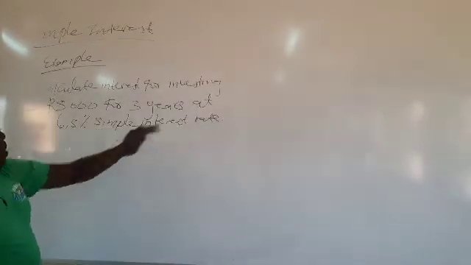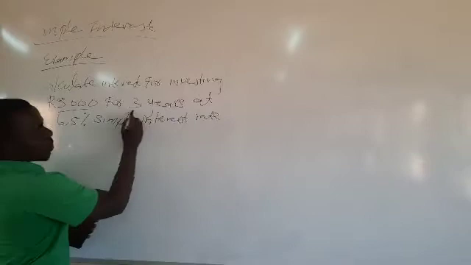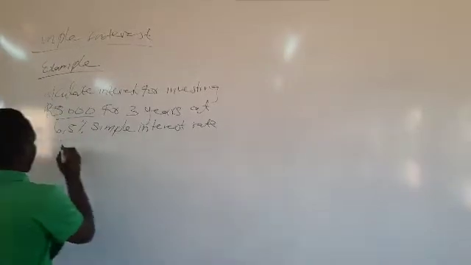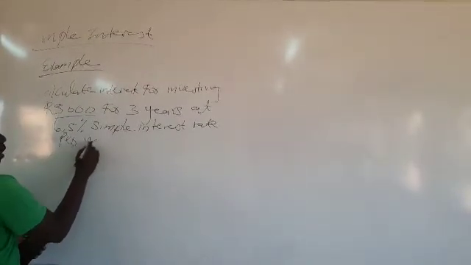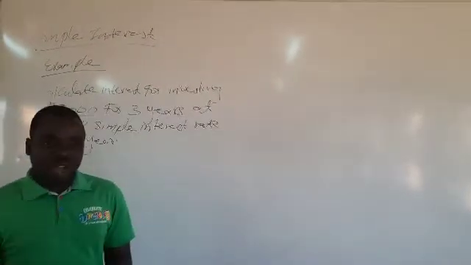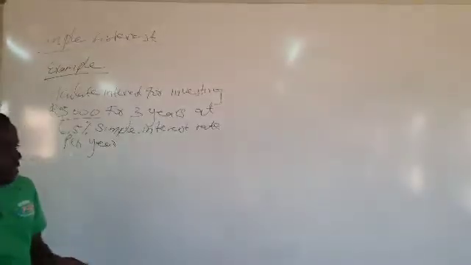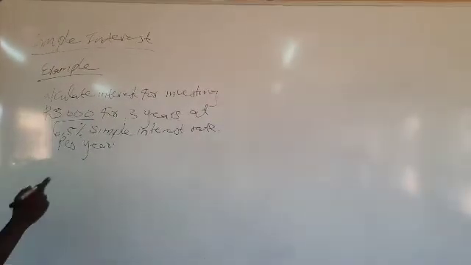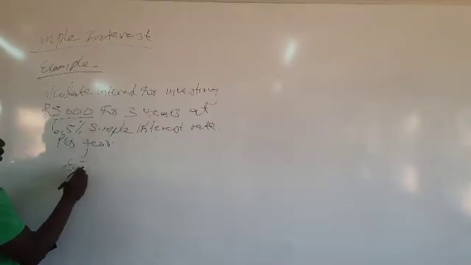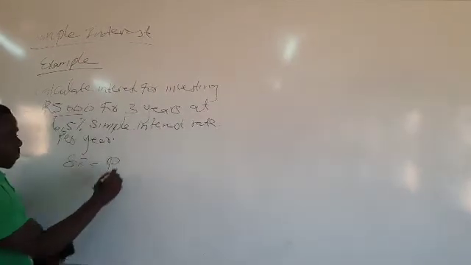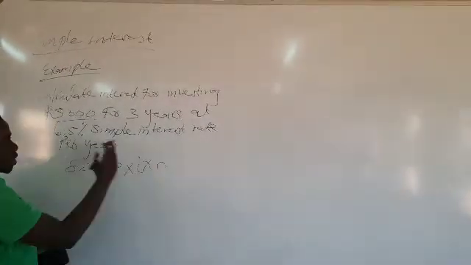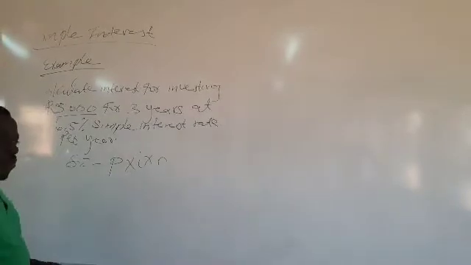Calculate interest for investing 5,000 rands for 3 years at 6.5 simple interest rate per year. Sometimes they can say per annum. So when they say per year and annum, these two things speak of one and the same thing. Year and annum, they are the same. So when you calculate, in this case, you're going to say interest is equal to P for principal times I, interest rate, times N. Number or a period can be number of years or number of months.